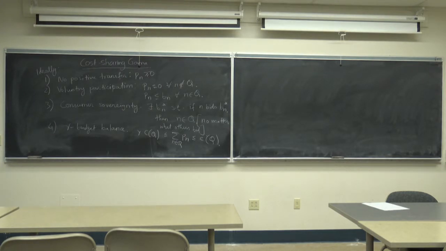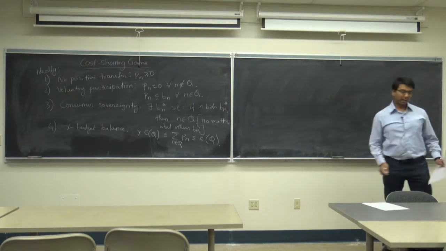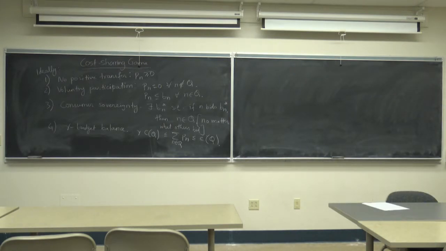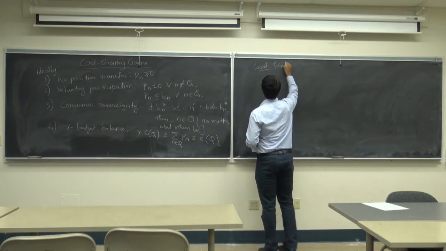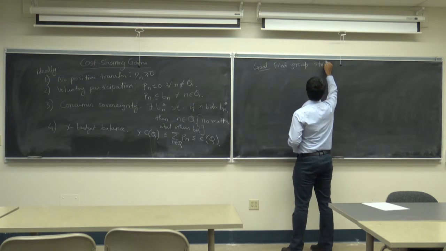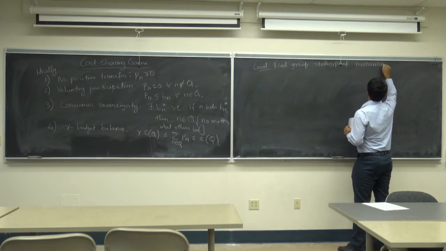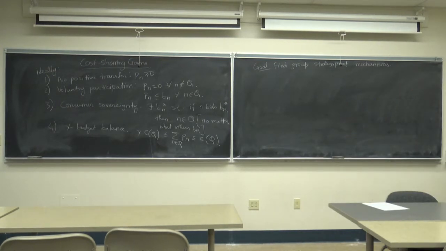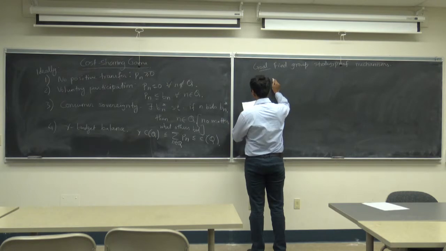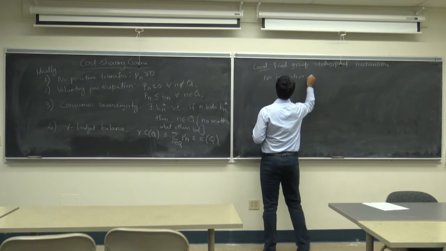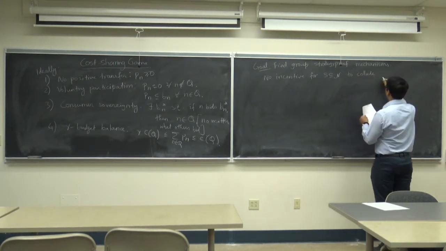So the goal is to find a mechanism for coming up with this set Q and the prices PN so that there is no collusion among the people. That is known as group strategy proof mechanisms. So the goal is to find group strategy proof mechanisms, which means that there is no incentive for the bidders to collude and change their bids.